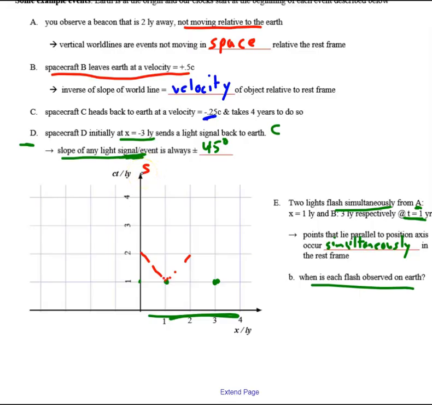So we can say that if this is flash A, this is event A or B, that A is going to hit it at 2 years. And then if I go to B, then it's going to hit at 4 years. Okay, so it's a convenient way using this space-time diagram to plot out how things are going to behave.